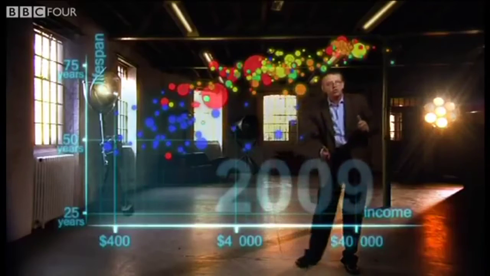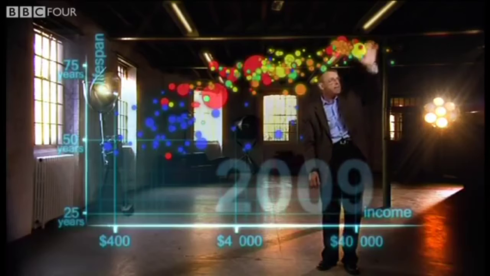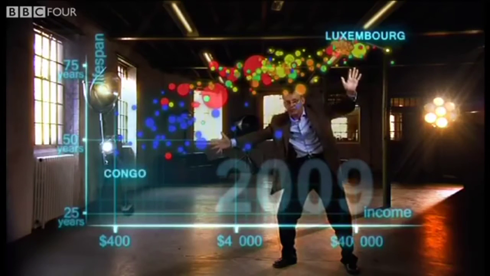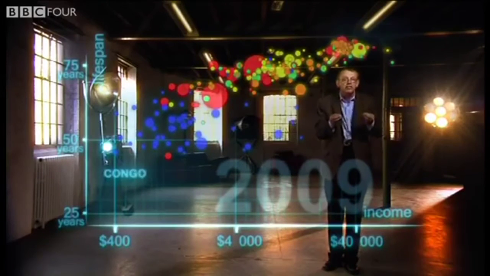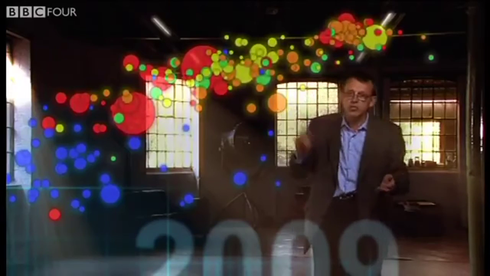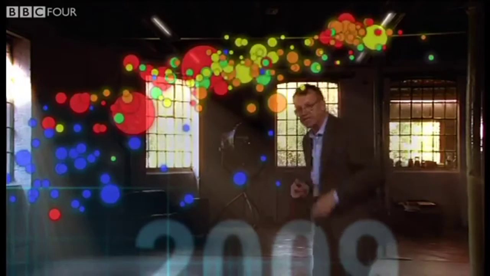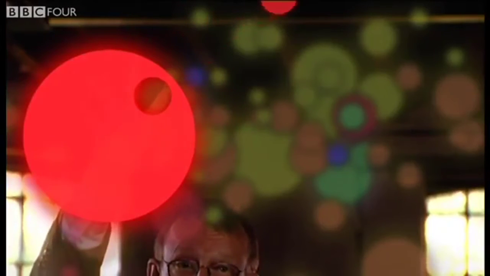Most people today live in the middle, but there are huge differences at the same time between the best of countries and the worst of countries. And there are also huge inequalities within countries. These bubbles show country averages, but I can split them. Take China, I can split it into provinces.